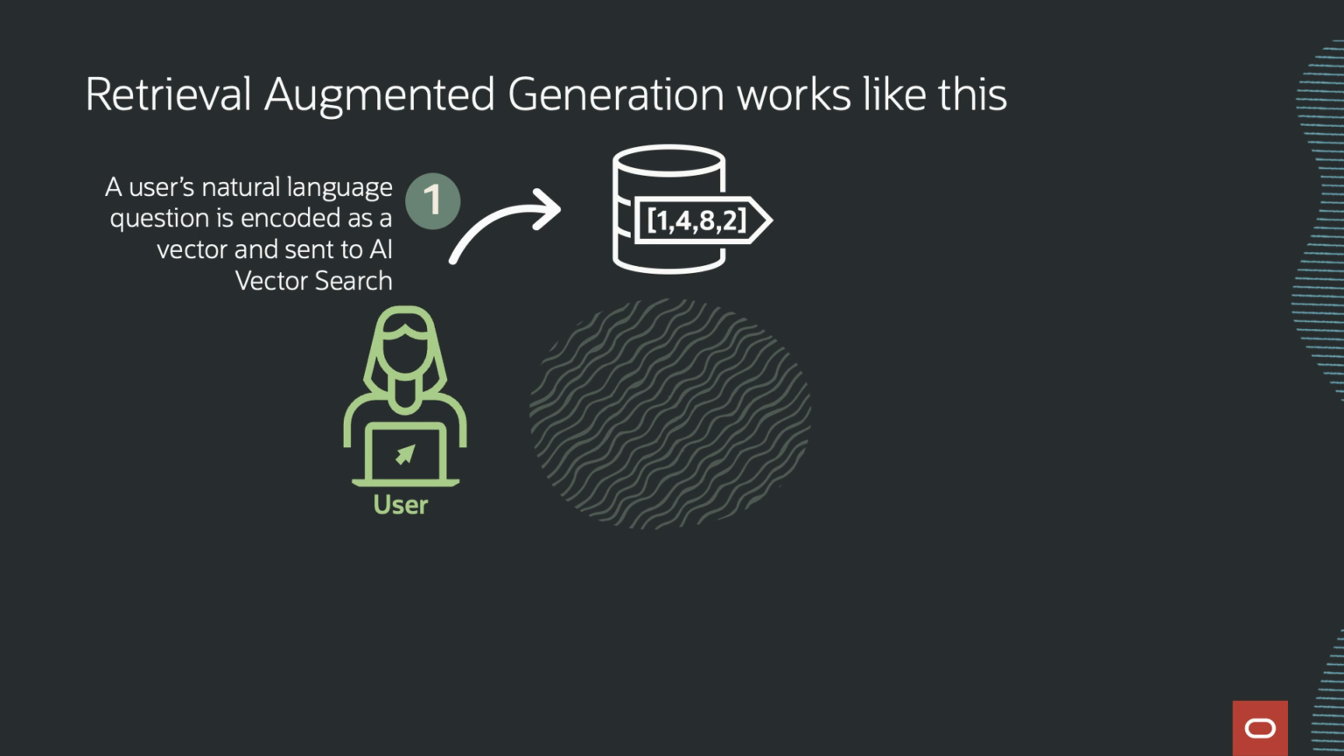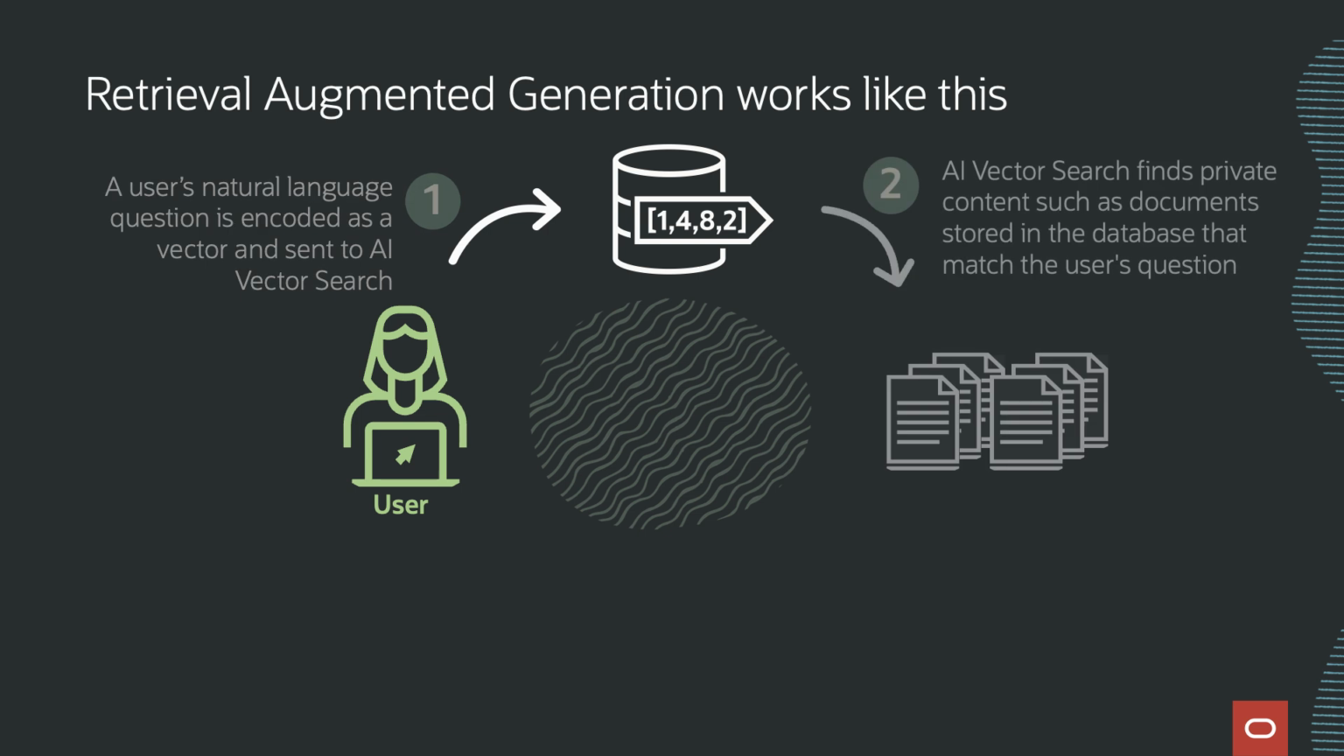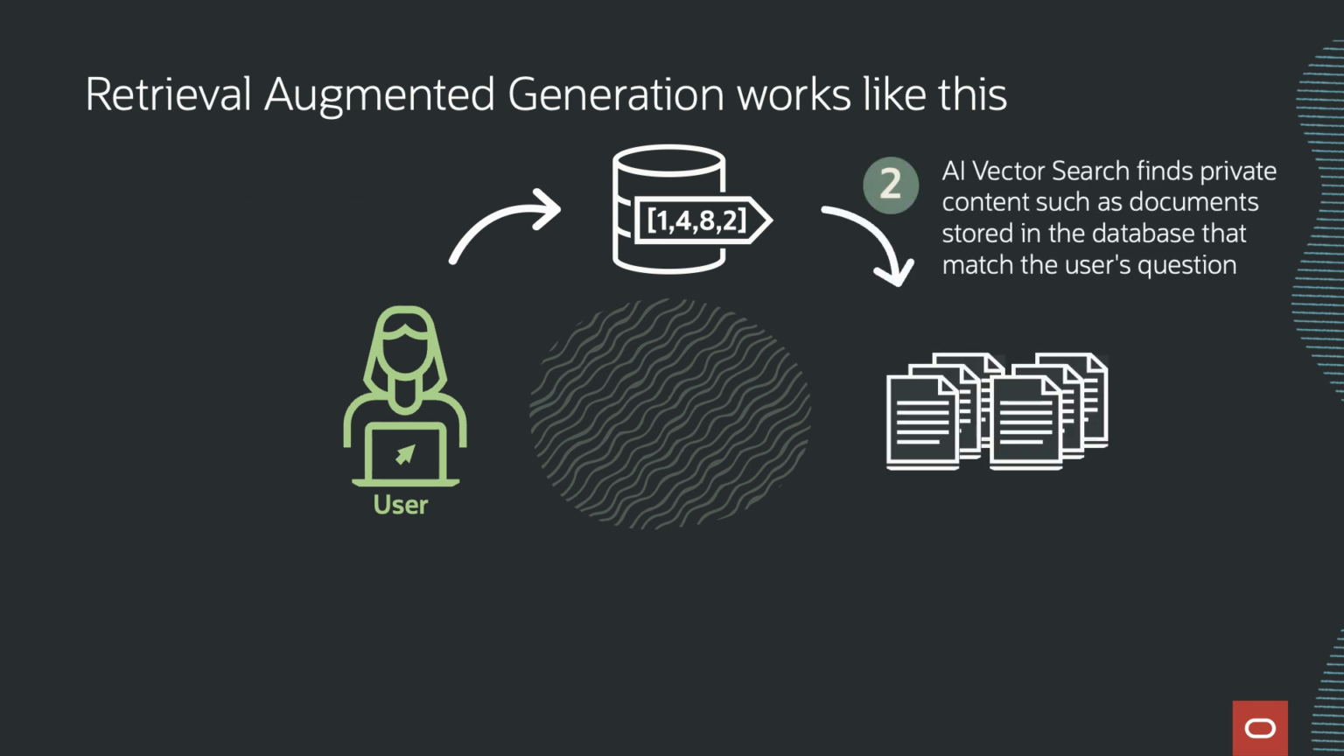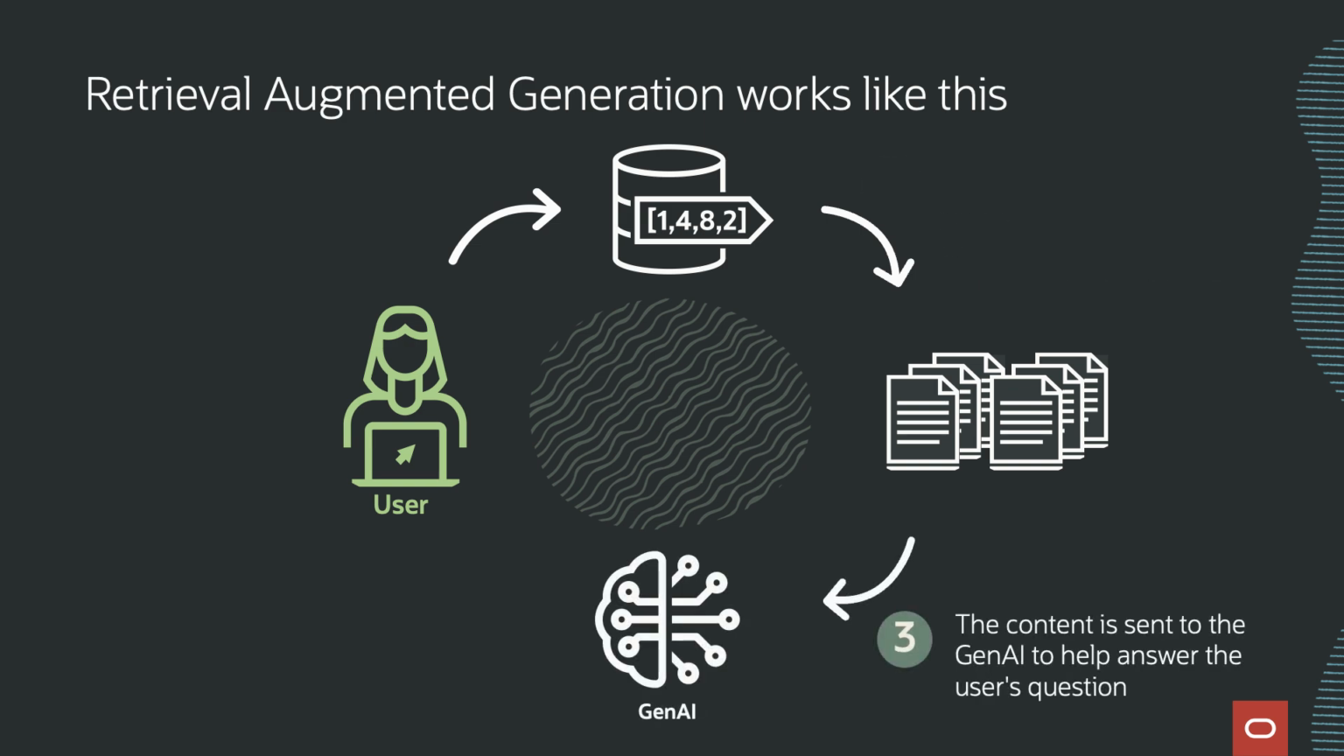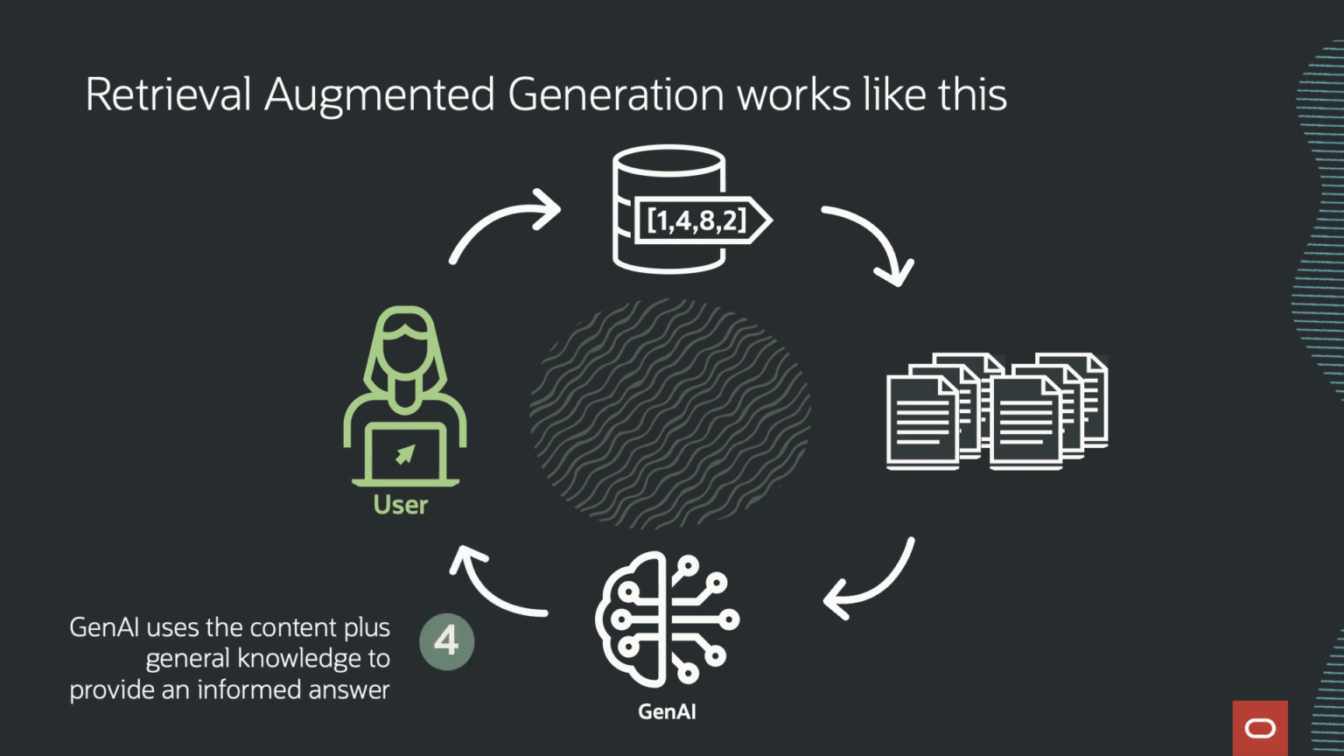A user is going to ask a chatbot or the AI system a question, and that's going to be encoded into a series of numbers. The vector search system is then going to find content that's relevant to that based on what the information in that system has. Once it finds the relevant content, it's then going to send that information to the generative AI to answer the question, and that answer is returned to the user.